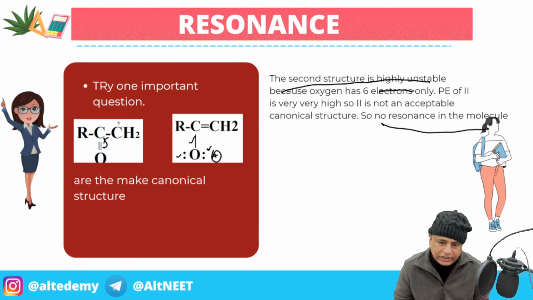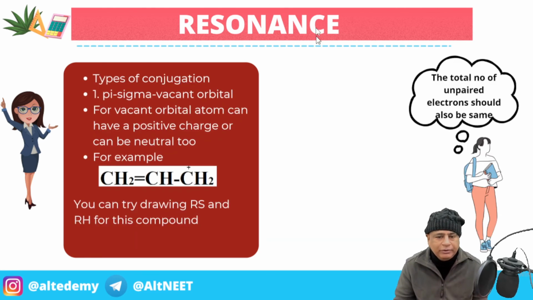Right? So these are some conditions which you need to understand. When you are forming the canonical structures of different species, you should bear in mind that their energies should be comparable. It's not like one should have a very high energy and another a low energy and they will be forming like this. Okay.